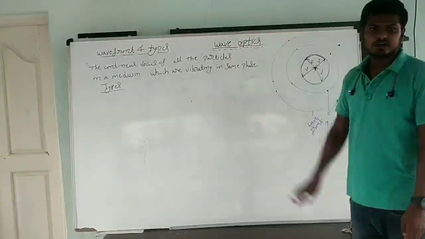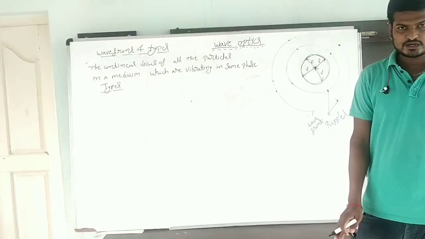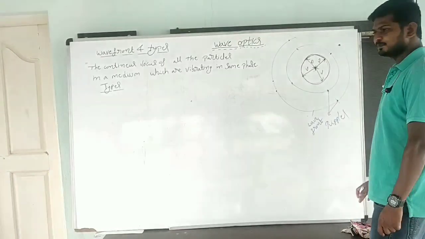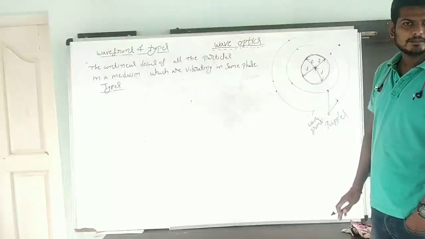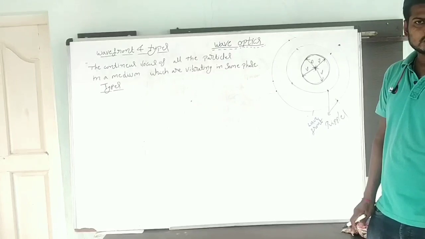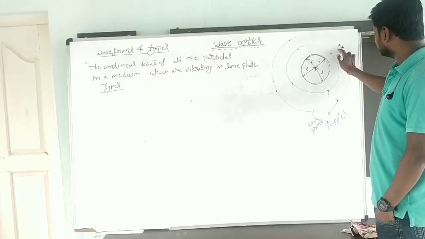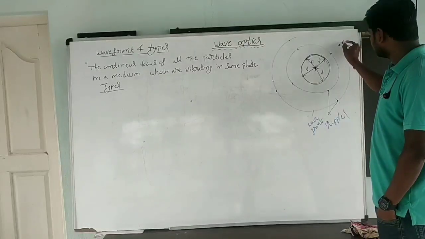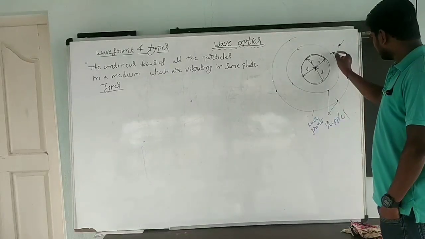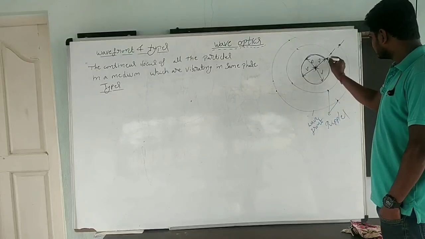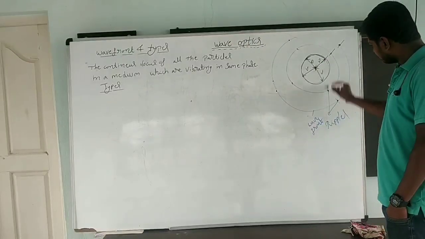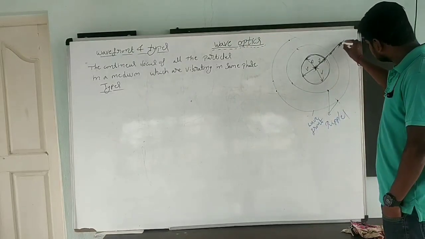One more thing here. What is the difference between a ray of light and a wavefront? This is very simple. The line drawn normal or perpendicular to the wavefront is called a ray of light. For example, this is the wavefront. Here I am going to draw one normal. Say, all the normals we should try.